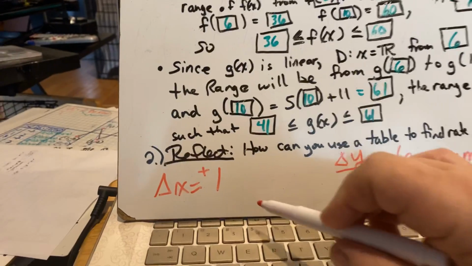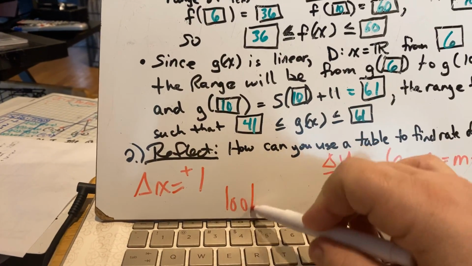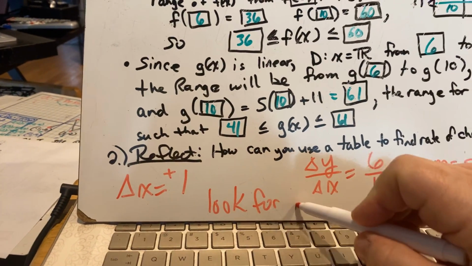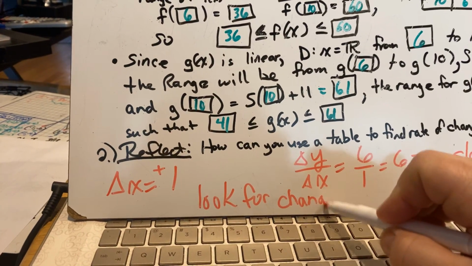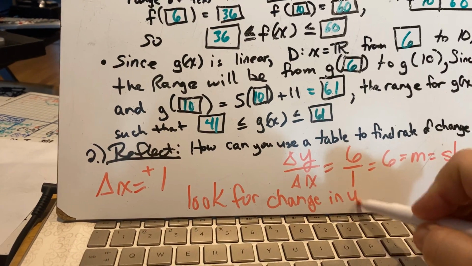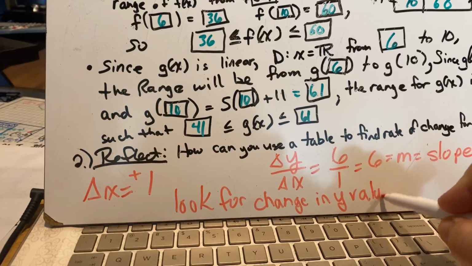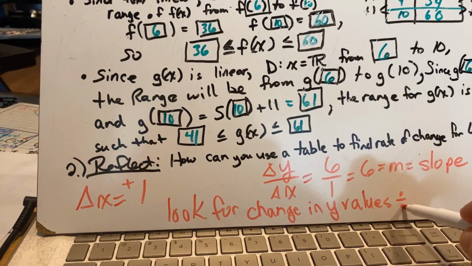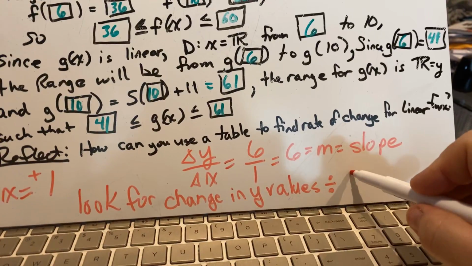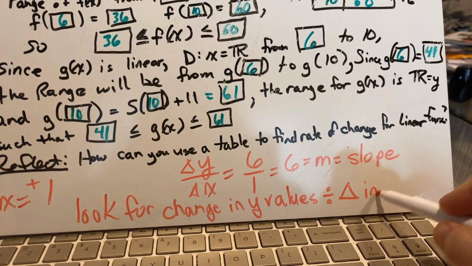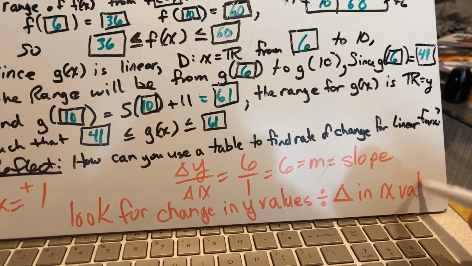Okay, you can also use words. You can say, look for the change in the y values and divide it by the change in the x values. I'm running out of room, somebody use this.